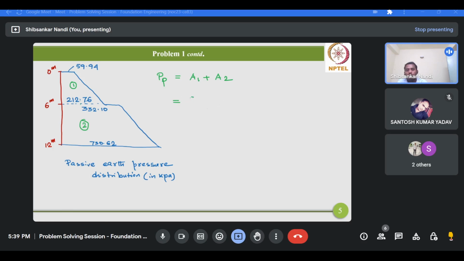So 6 divided by 2, then 59.94 plus 212.7. This is for the upper trapezium, and for the lower trapezium this will be again 6 by 2, 332.10 plus 730.